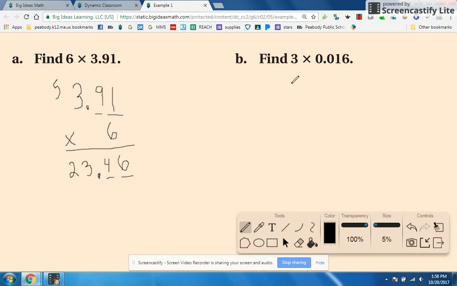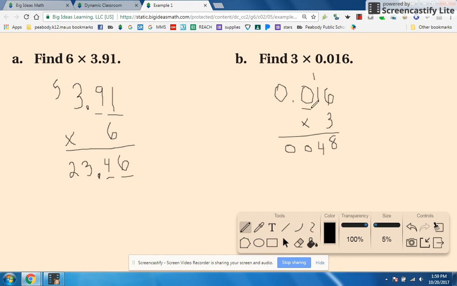Okay, let's try another one. Put the number with the most digits on top, so that's going to be the 0.016, or 16 thousandths. The 3 is going to go to the far right, just kind of smush it over to the right. You don't have to line them up, you don't have to add zeros. Multiply like normal. 3 times 6 is 18, carry the 1. 3 times 1 is 3, plus 1 is 4. 3 times 0 is 0, 3 times 0 is 0.